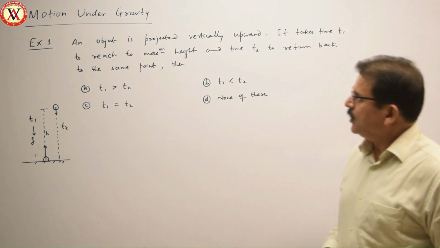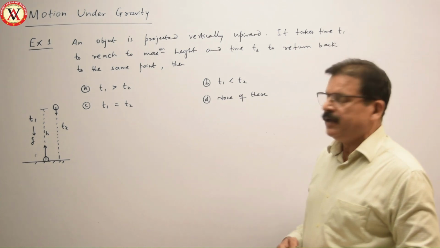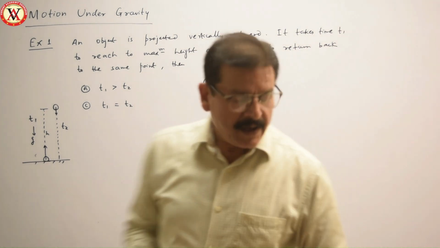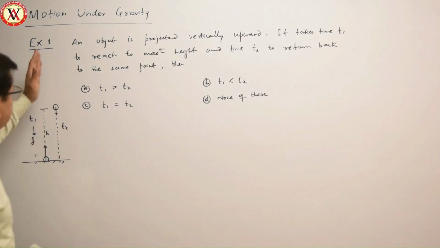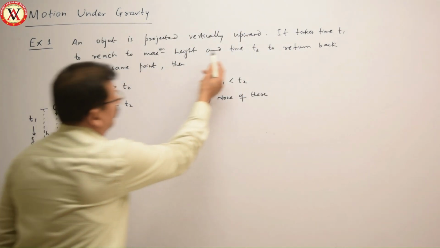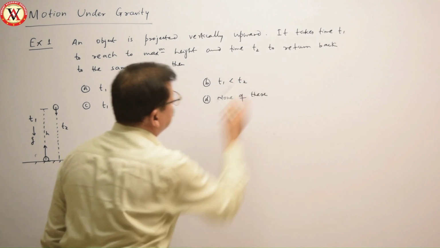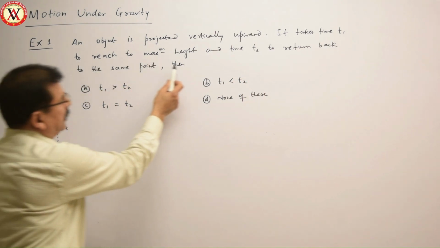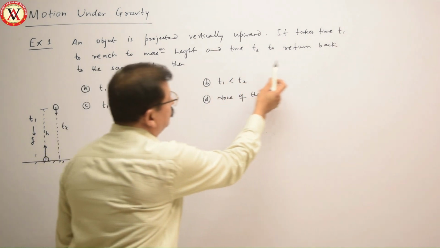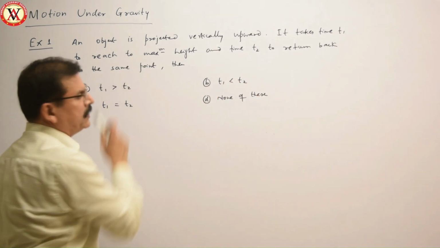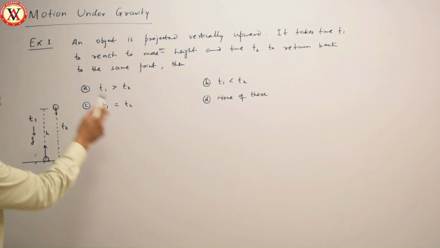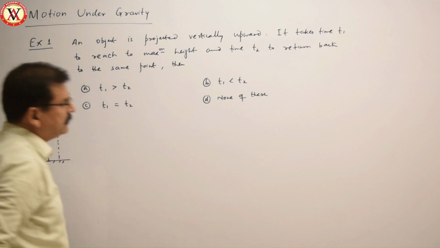Today we will talk about examples from motion and gravity. Let's talk about the case where an object is projected vertically upward. It takes time t1 to reach maximum height and time t2 to return back to the same point. Out of the four options, which one is correct?